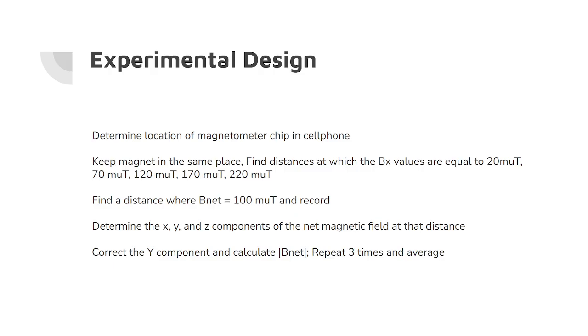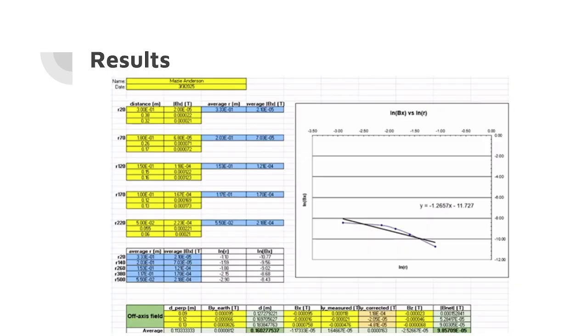We kept the magnet in the same place, and then we found distances at which the B sub x values are equal to 20 μT, 70 μT, 120 μT, 170 μT, and 220 μT. And then we found a distance where B net was equal to 100 μT, and we recorded it. And then we determined the x, y, and z components of the net magnetic field at that distance. Then you correct the y component and calculate B net, and then repeat 3 times and average.